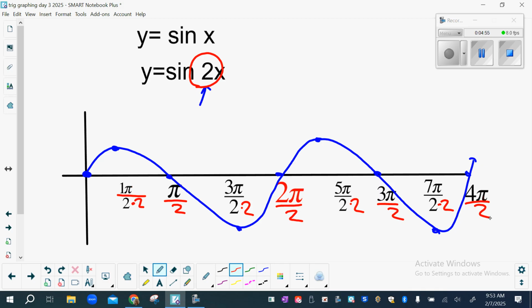Because that's easier. So what this now will become is 1 pi over 4. Does that make sense? This will become 1 pi over 2. This will be 3 pi over 4. This will be 1 pi. It's not taking 2 pi's anymore. I'm doing it in 1 pi. I'm that fast. This will be 5 pi over 4, 3 pi over 2, 7 pi over 4. And finally, at the very end, 2 pi.